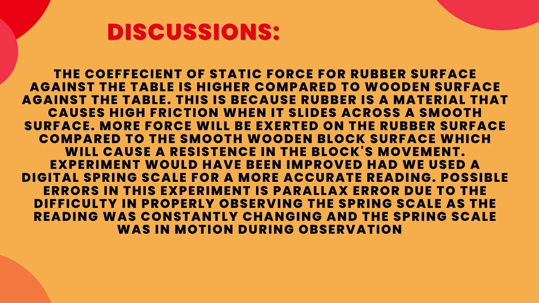The experiment would have been improved had we used a digital spring scale for a more accurate reading. Possible errors in this experiment is a parallax error due to difficulty in properly observing the spring scale, as the reading was constantly changing and the spring scale was in motion during observation.